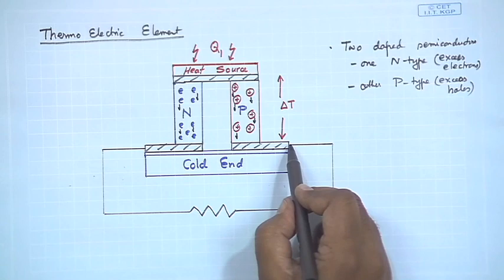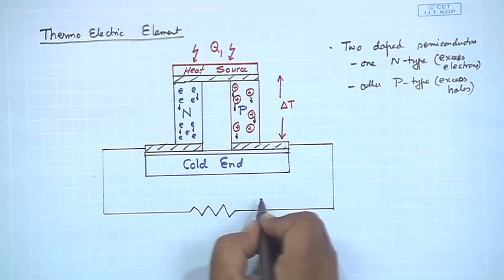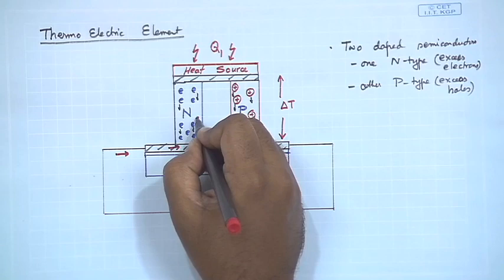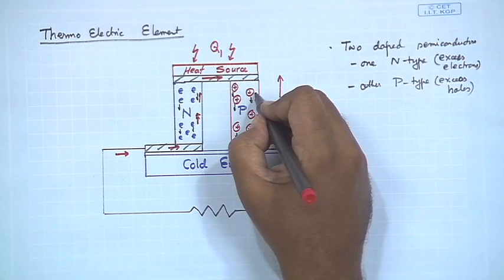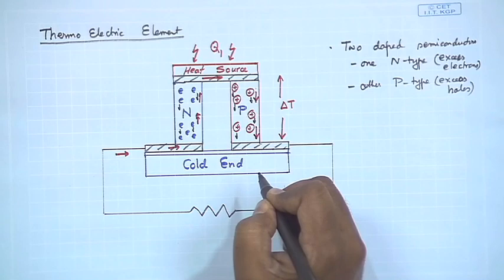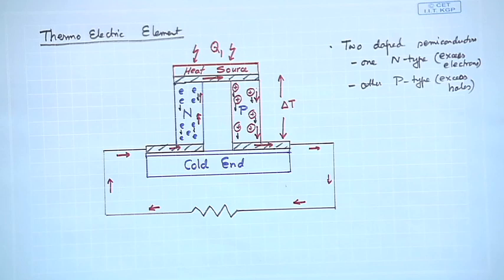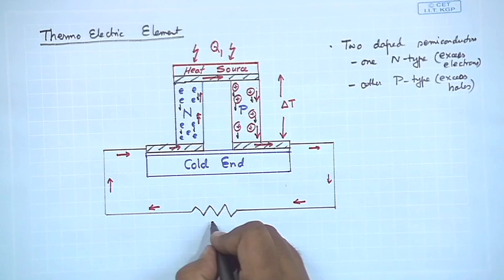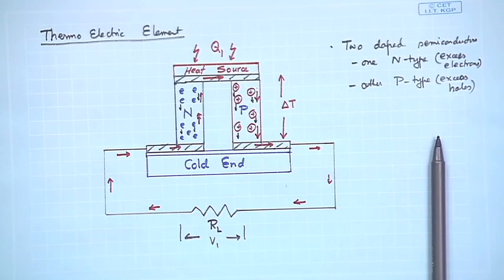Now, if I join these two and close the loop, I will have a net flow of electric current in this direction. Remember, the electrons are flowing from the hot end to the colder end, which means the current is flowing in the opposite direction. And over here it is simple, because the direction of current is the same as the direction of movement of holes. So, we will have this electric current flowing through this. Clear? Now, if you have a resistance, a load, then I am going to give rise to a voltage across this load because of the current that is flowing through it.